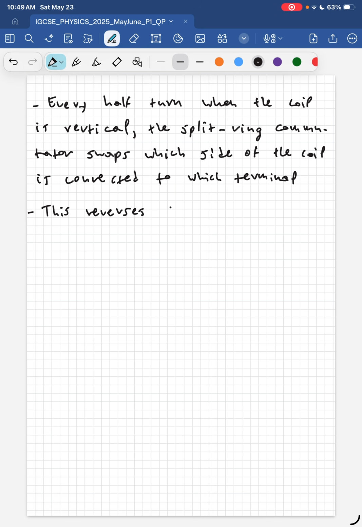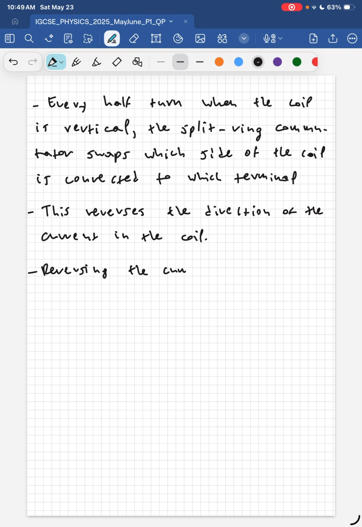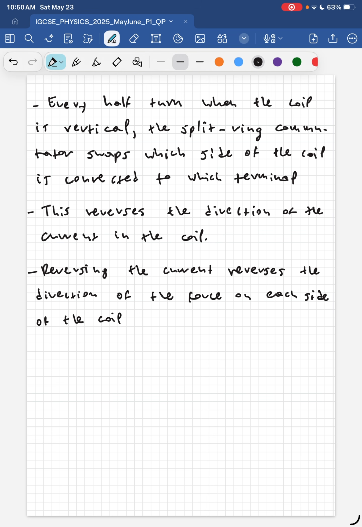The direction of the current in the coil. Okay. And then reversing the current reverses the direction of the force on each side of the coil, which keeps the coil turning in the same direction continuously.